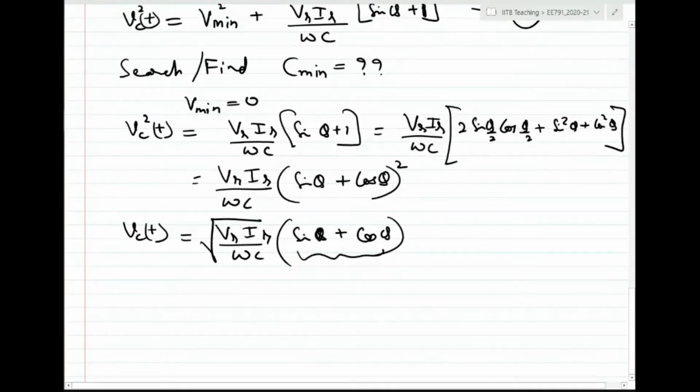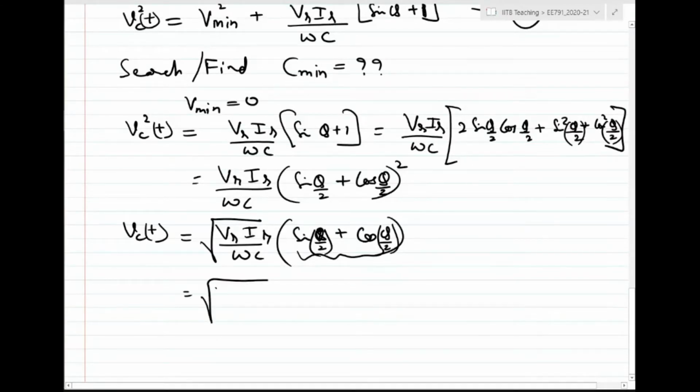Sir, it should be sine square theta by 2 plus cos square theta by 2. Oh, yeah, thanks again. Yeah, it should be sine theta by 2 plus cos theta by 2. Correct. Then only it will be A square plus B square plus 2AB. Correct. Thank you.